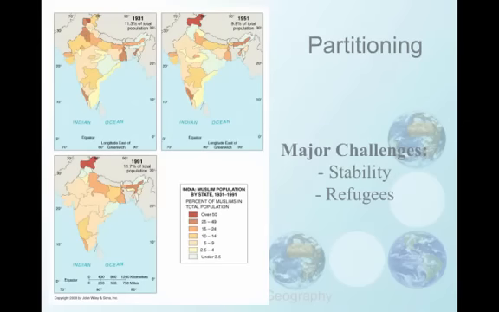Here we have an image that shows the partitioning that occurred. This image is taken from your textbook. Remember that some of the major challenges that occurred as a result of partitioning include political stability and then also the massive migration of refugees in the years after the 1947 independence movement.